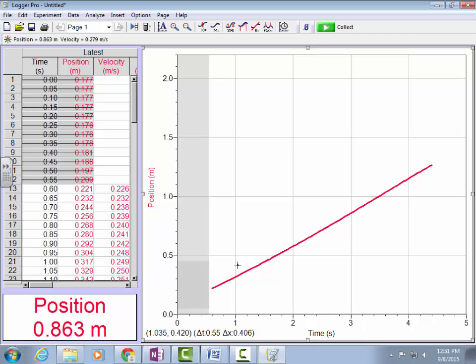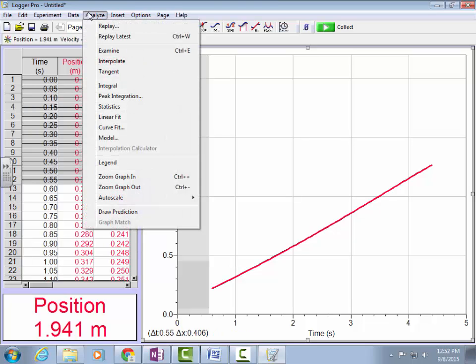So the origin corresponds to where the position of this thing is at time equals 0. And that's called a low friction track and a low friction cart. What does the slope of this thing represent? The average velocity. Be a little careful. It's the average velocity.